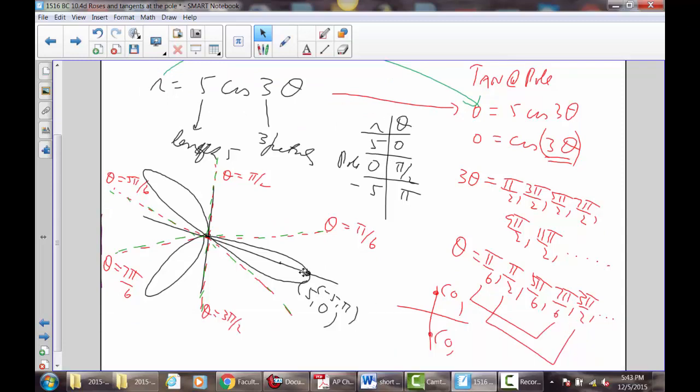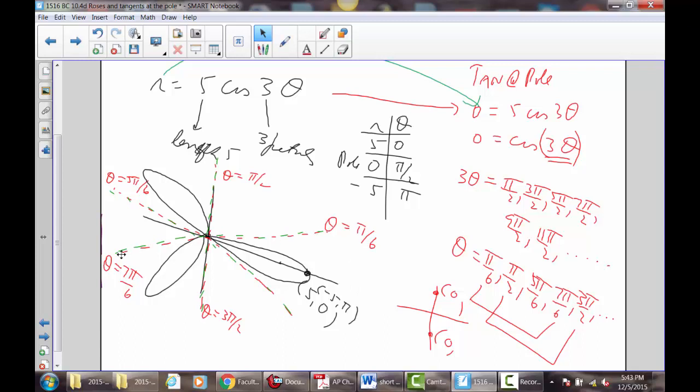You could do it by the angles. I'm not going to do it that way. I'm going to do it by the tangents at the pole. So we take our equation, we replace r by 0, and we solve. Divide by 5. If the cosine of an angle is 0, then of course you've got to be either at pi over 2, 3 pi over 2, etc. But your angle is 3 theta. Dividing all of those by 3, you get the following.